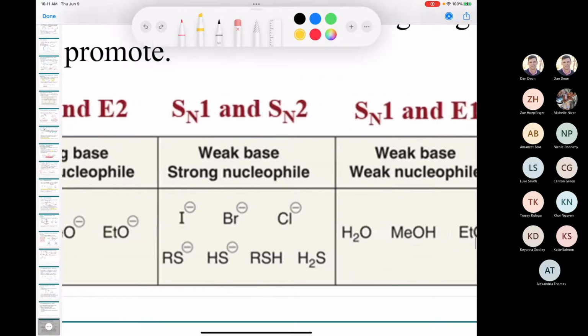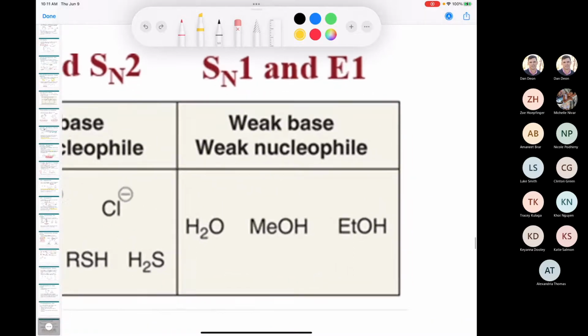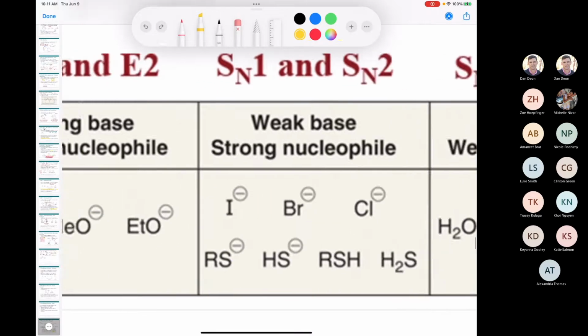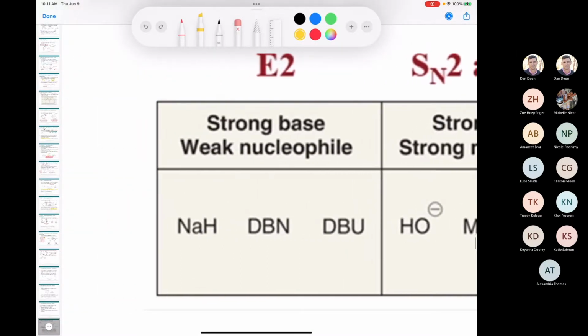Now, moving on to the last category, weak bases, weak nucleophiles, that's going to be any alcohol like ethanol or methanol, or water, right? We don't think of water as being a strong base. It's weak, and it's also a weak nucleophile. So that brings me to the far left over here, and there's a couple of bases that we haven't talked about yet.